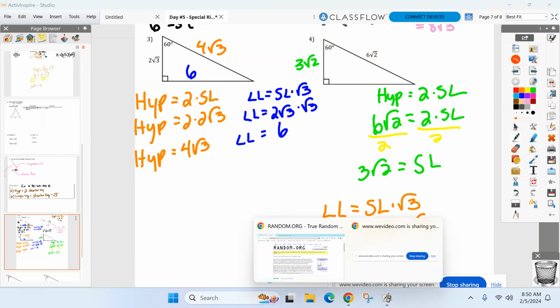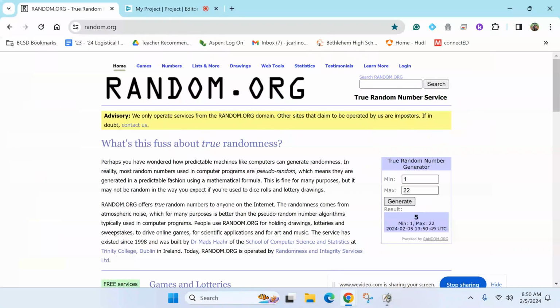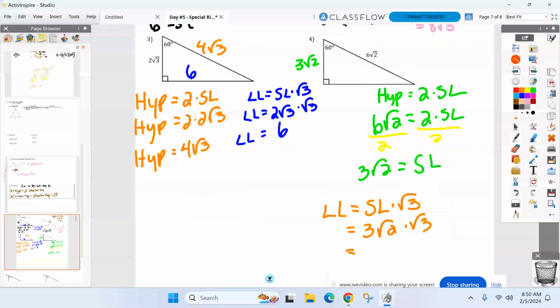When you have it, let me know. Longer leg of this problem. There we go. Dylan. 3 radical 6, longer leg. Good.